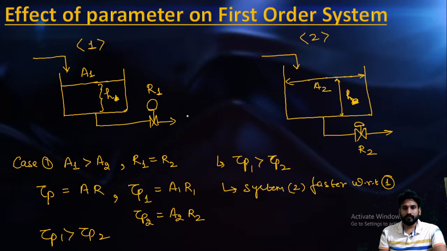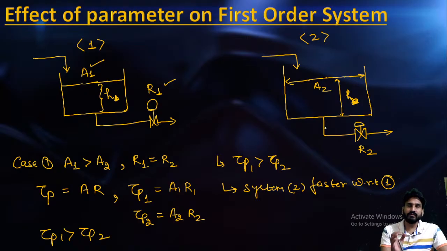Okay, I'll repeat it. This is my tank 1, its area is A1; tank 2, its area is A2. The resistance offered by this wall is R1, the resistance offered by this wall is R2, and I have to compare these two systems. Let's suppose case 1 is that the area of tank 1 equals the area of tank 2 and the resistances are equal.